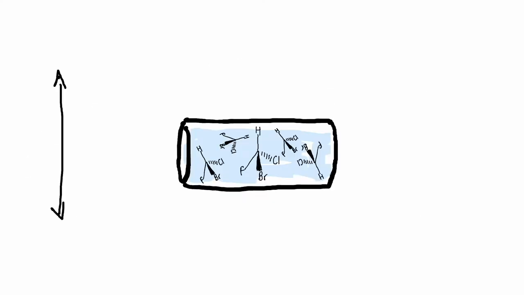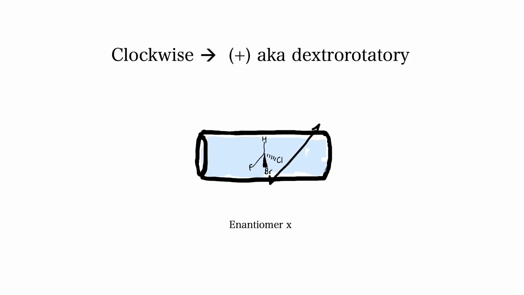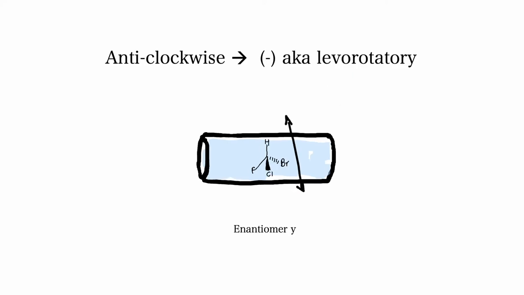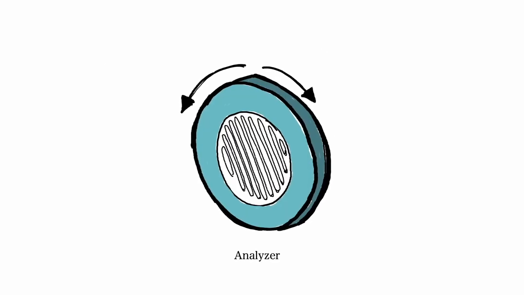Next, the plane polarized light passes through a sample cell containing the substance that is being tested. If the substance is optically active, it will rotate the plane polarized light. If the light is rotated clockwise, the compound is labeled with a positive, plus sign and is called dextrorotatory. If the light is rotated counterclockwise, it is labeled with a negative, or minus sign, and it is called levorotatory.